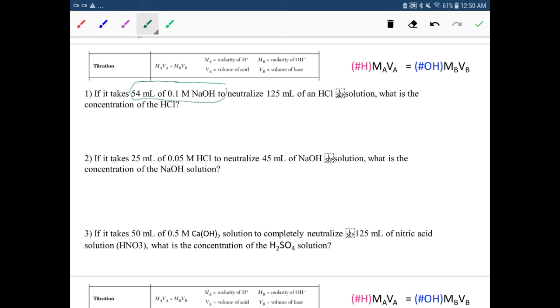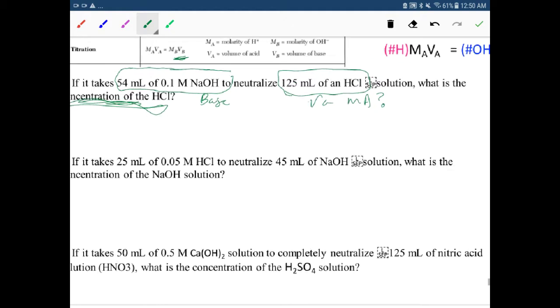Okay, so you have 45 milliliters of 0.1 NaOH. NaOH is going to be the base, so it's going to be this part of the formula. And then 125 ml of HCl. What is the concentration of the HCl? So it's asking for the concentration of HCl. We are given the VA, we are not given the MA. MA is the question mark.